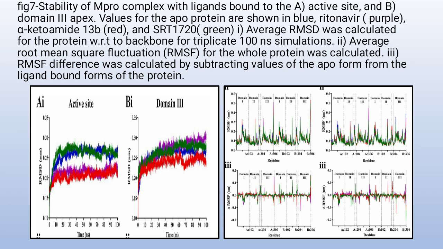This figure shows the stability of the main protease complexed with ligands bound to the active site and domain 3. Values for apoprotein are shown in blue, and ritonavir, alpha-ketoamide, and SRT in purple, red, and green. Part 1 shows the average root mean square deviation values calculated for the protein with respect to the backbone, part 2 shows the average RMSF calculated for the whole protein, and part 3 shows the RMS difference calculated by subtracting the values of the apoform from the ligand bound form of the protein.